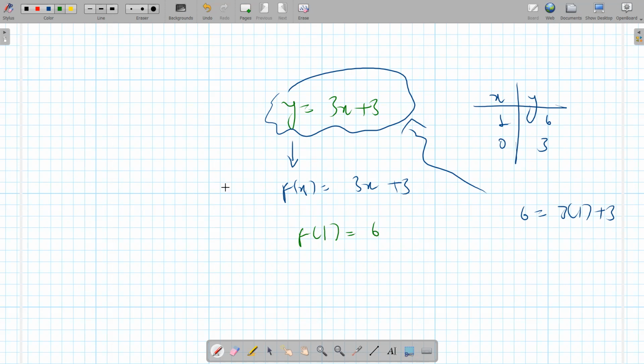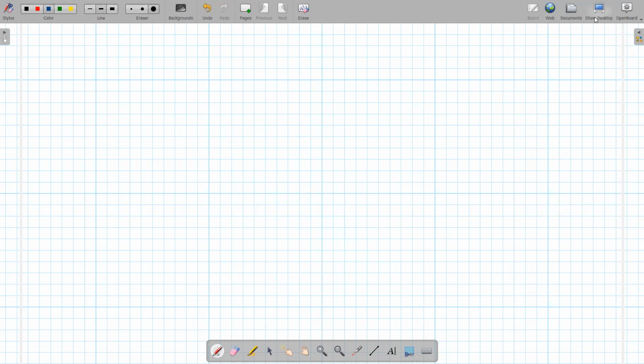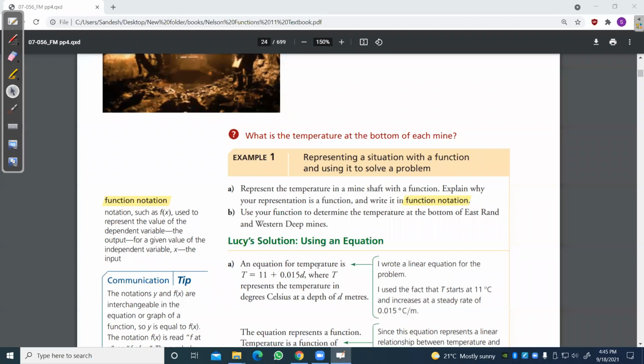Now, what does this mean? This means when the x value is 1, the y value is 6. You see that? That's the advantage of the function notation. It kind of tells you what's going on. The other one, f of 0, is 3. This means for this function, when the x value is 0, the y value is 3. Okay? So we'll exclusively be using the function notation, even in next year's course, advanced functions.